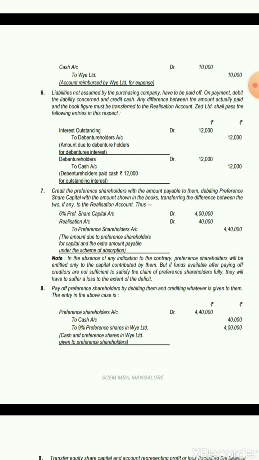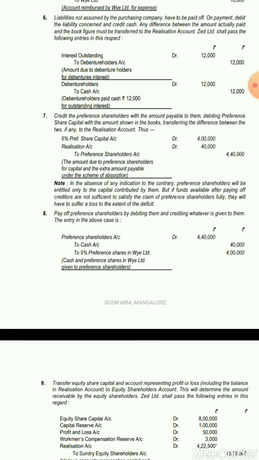And then for the payment, the eighth entry is passed for the payment of purchase consideration to preference shareholders. So here preference shareholders account debit to cash account and to 9% preference shares in Y Limited. See, preference shareholders account 4,40,000 is being paid. In cash 40,000 has been paid and in preference shares 4 lakh has been paid. So this entry is passed for discharging the preference shareholders due.